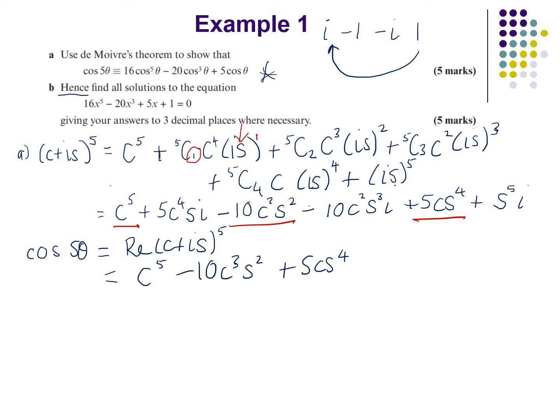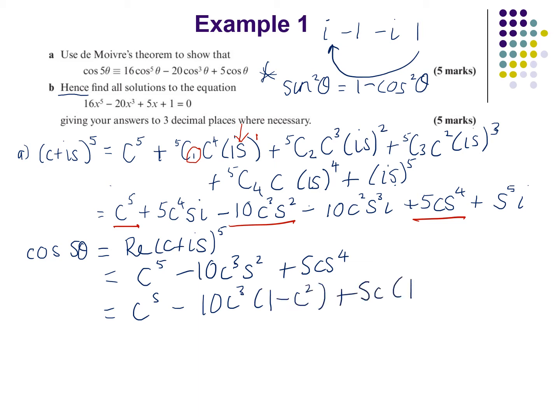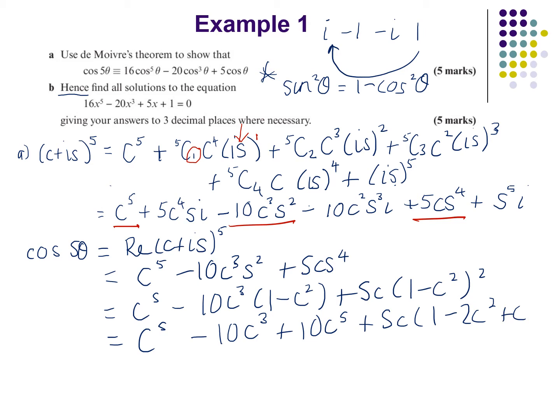So I now need to use my identity, that is sine squared theta is 1 minus cos squared theta. Okay, so that stays the same. So I'm going to replace this s squared with 1 minus c squared. And s to the 4 is 1 minus c squared all squared. It is a show that, so make sure you're nice and convincing that you do get the final answer. So I just expand out that bracket. And then I'm going to expand this out. It's 1 minus 2c squared plus c to the 4.